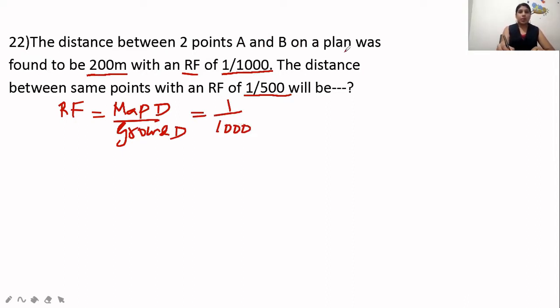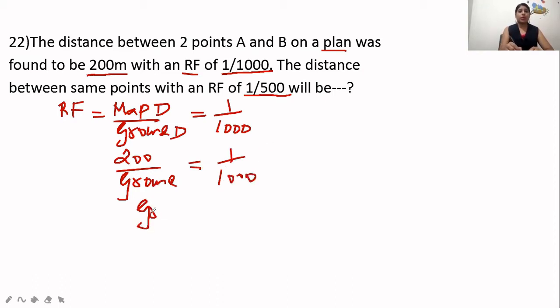And the distance between on the plan, that is, in the plan means map distance. So map distance is given as 200 meters. Substitute there: 200 by ground distance is equal to 1 by 1000. From it you can find the ground distance. When you cross multiply, you will get the answer: 200 into 1000, that is 2 lakh meters is the ground distance. So we got the value of the ground distance.